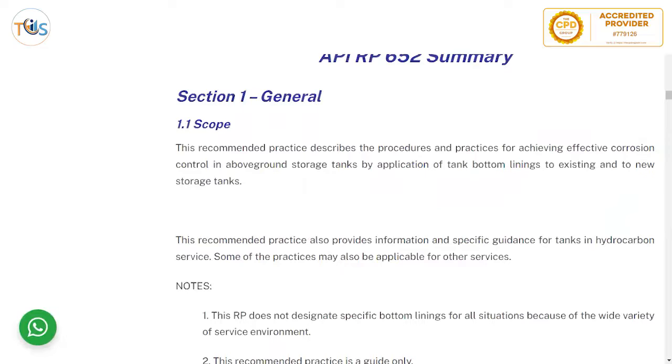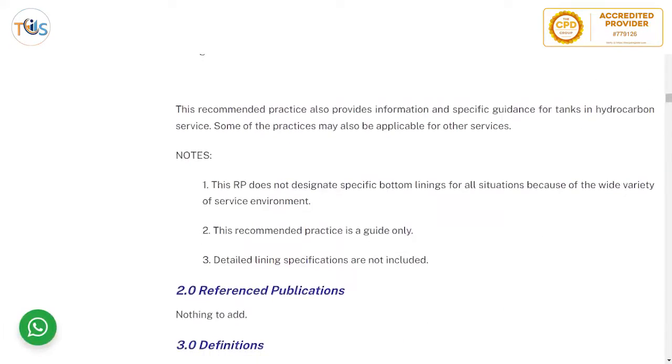Summary. This recommended practice describes the procedures and practices for achieving effective corrosion control in above-ground storage tanks by application of tank bottom linings to existing and to new storage tanks. This recommended practice also provides information and specific guidance for tanks in hydrocarbon service. Some of the practices may also be applicable for other services.